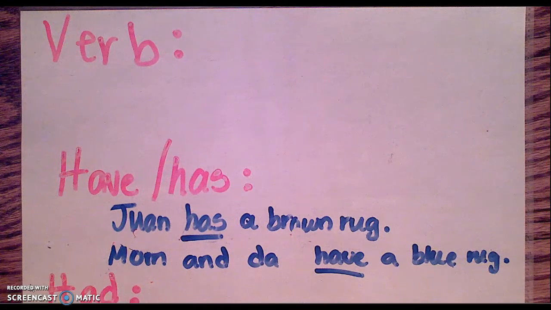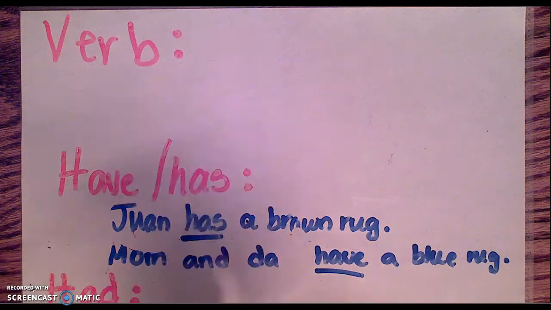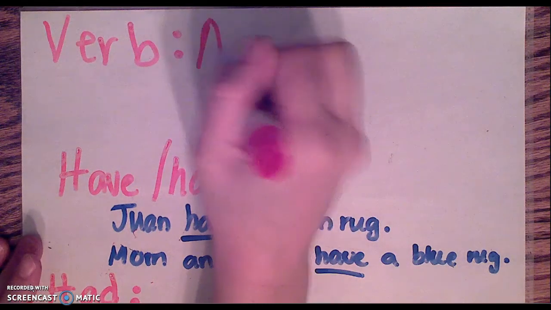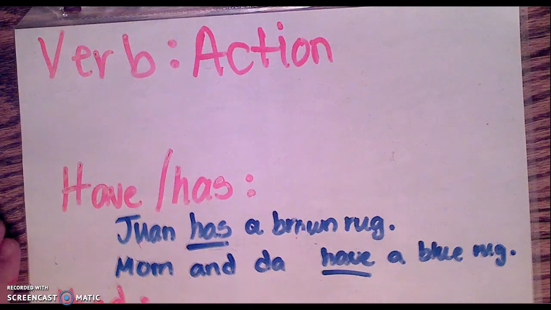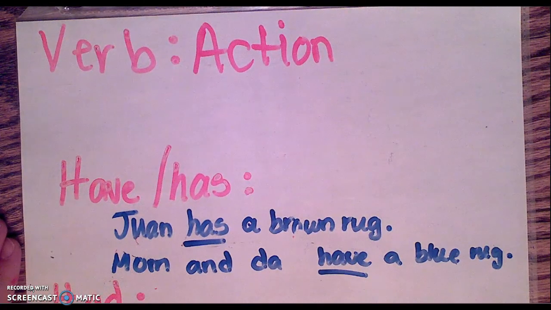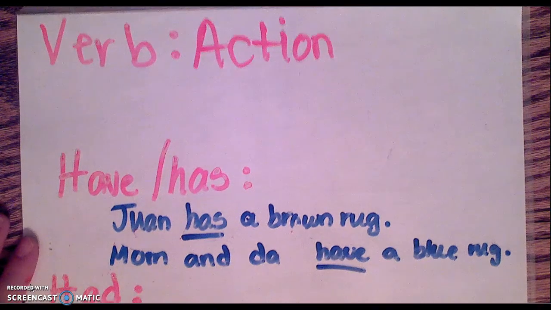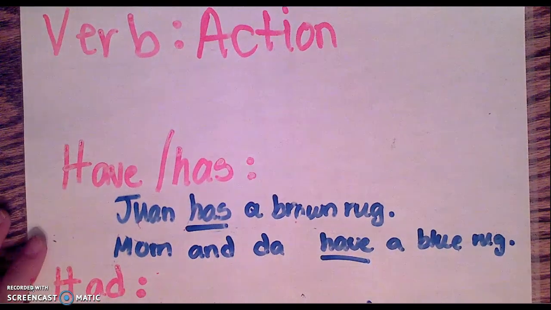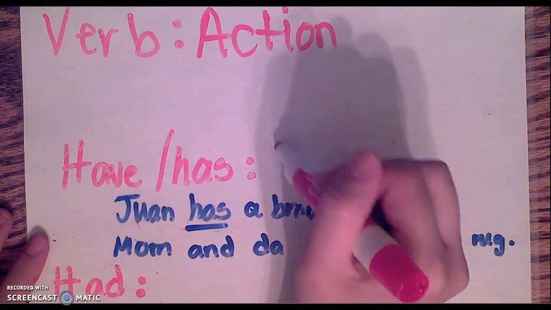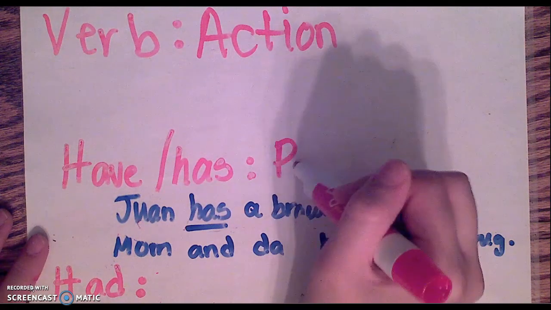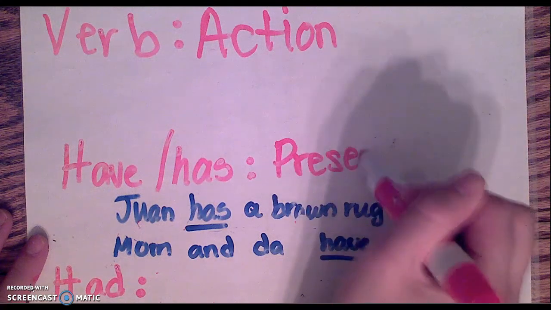First, before we go on, we need to know what a verb is. A verb is a what? Can you tell me what a verb is? An action! A verb is an action. Now, for irregular verbs, we need to know the subject. We have have and has. Have and has are when our subject is doing the action in the present.